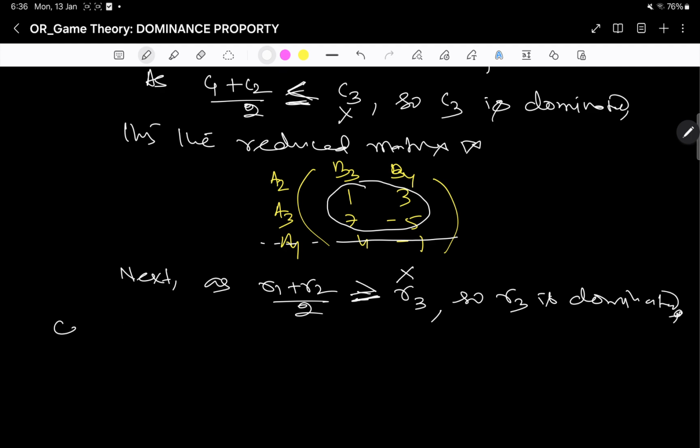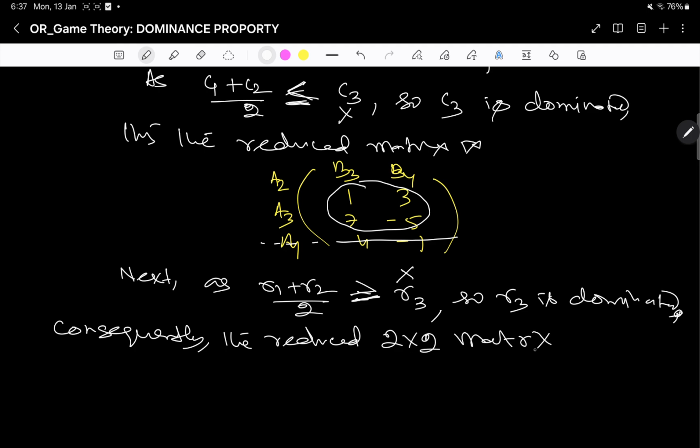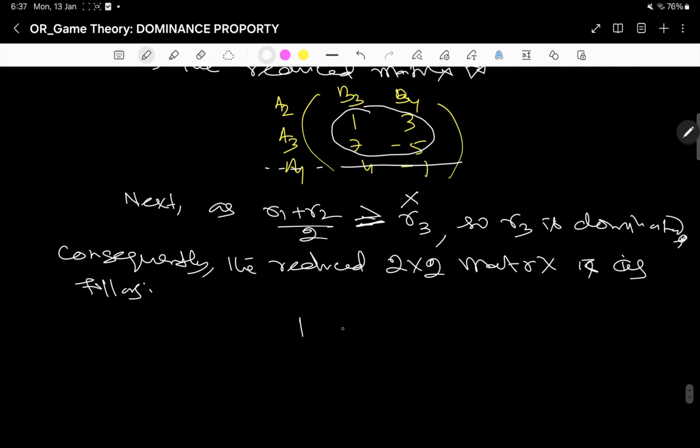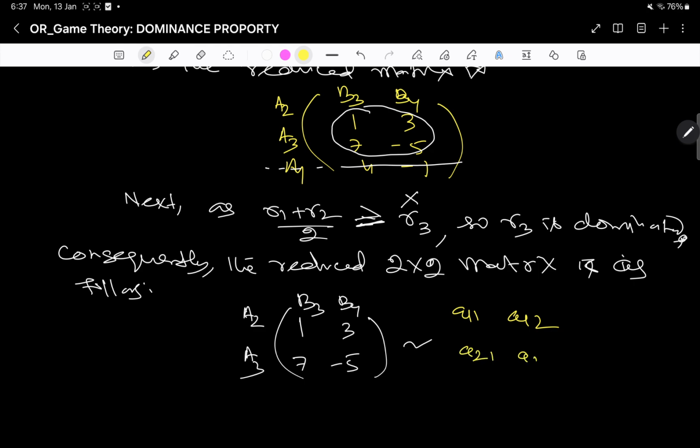Consequently, the reduced 2 cross 2 payoff matrix is as follows. So what is the reduced matrix? Here 1, 3, 7, minus 5. It is my A2, A3 and B3, B4. Let it resemble A11, A12, A21, A22. So now it is a 2 cross 2 payoff.